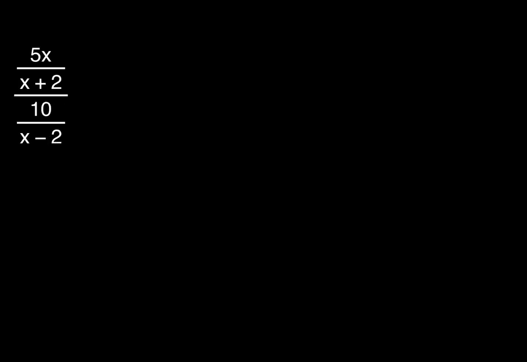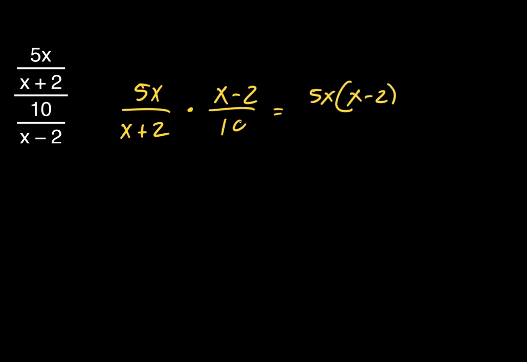Same idea, but now we have uglier looking fractions. But I start with saying, okay, dividing by a fraction is the same as multiplying by the reciprocal. So I rewrite 5x over x plus 2 times x minus 2 over 10. So then I would have 5x times x minus 2 over 10 times x plus 2. Then I want you to think, but don't answer out loud. But in your head, you're saying, oh, I think I can start reducing. The answer is correct, you can.